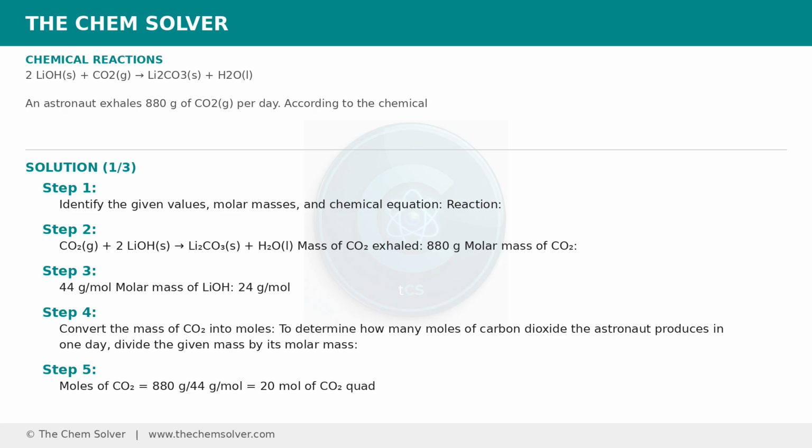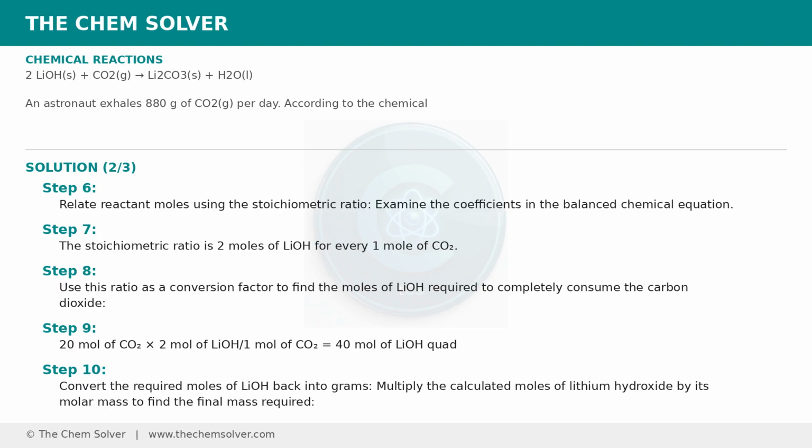24 grams per mole. Convert the mass of CO2 into moles to determine how many moles of carbon dioxide the astronaut produces in one day. Divide the given mass by its molar mass. Moles of CO2 is equal to 880 grams over 44 grams per mole, which equals 20 moles of CO2.